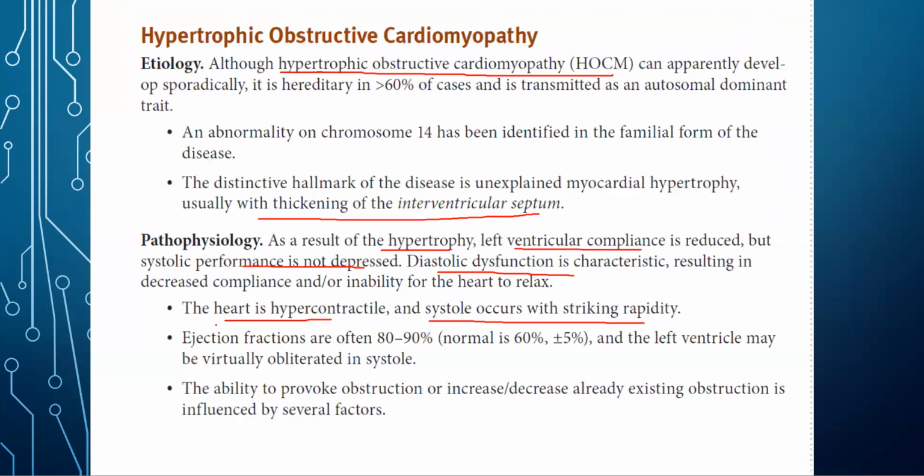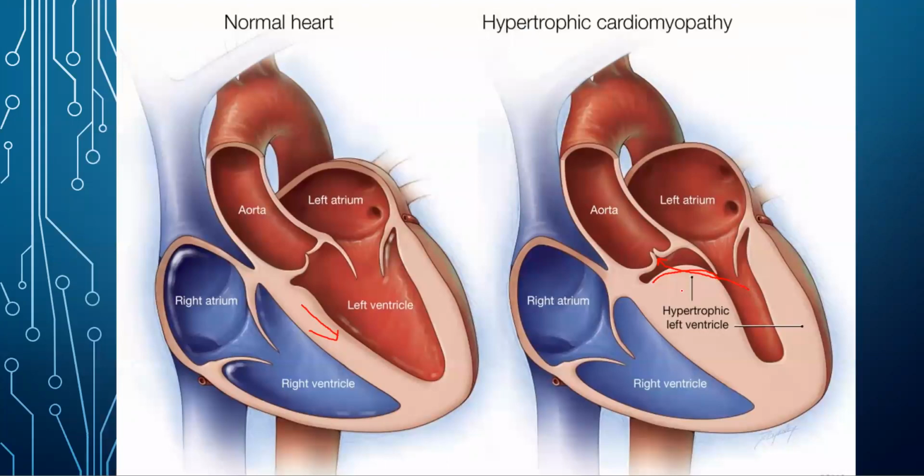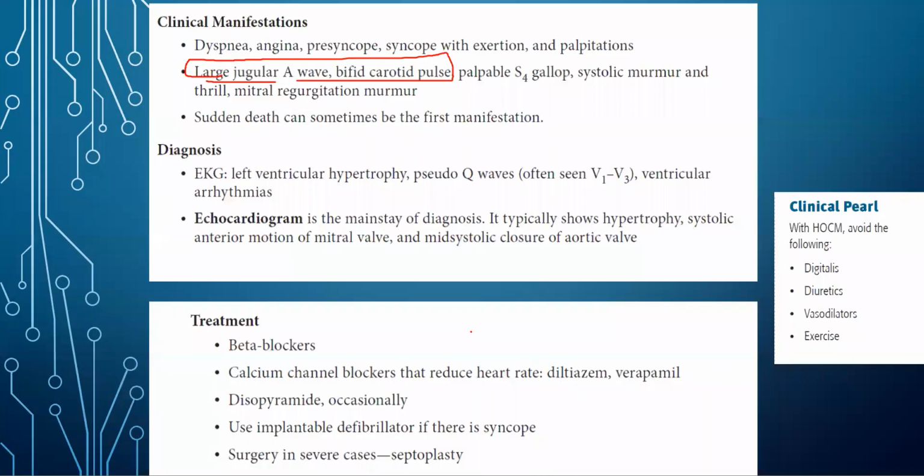Ejection fraction will be above normal in this case because there is hypercontractility. So that's why you can get ejection fraction often 80 to 90%. And sometimes, as I said, the left ventricular outflow or aortic opening can get obstructed because of this hypertrophy. Sudden death can be a first manifestation in some of these cases.